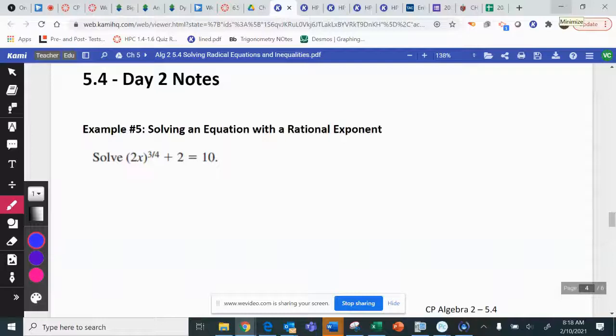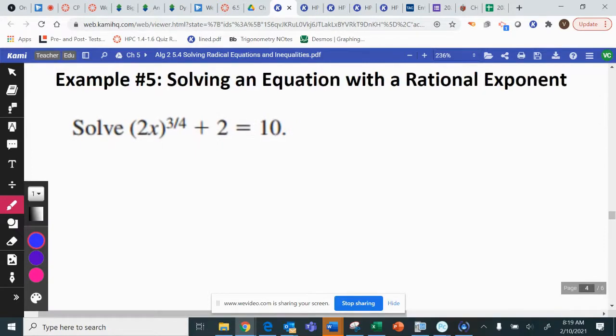For day 2, we are going to be still solving equations, only this time you won't see the radicals. You're going to see a rational exponent instead. So what I want to do is use this equation and get this by itself. So what are we going to do first?